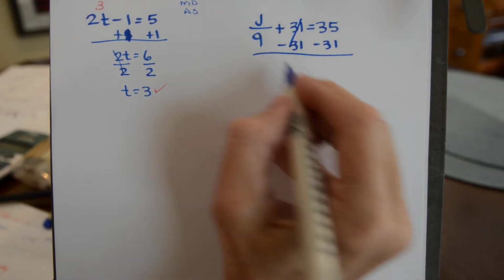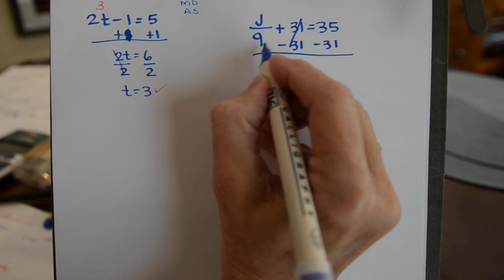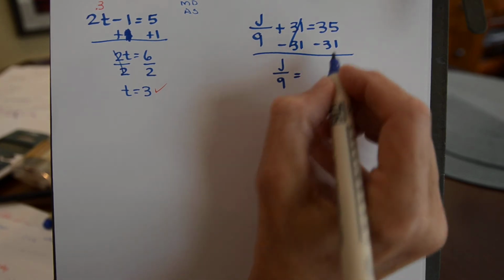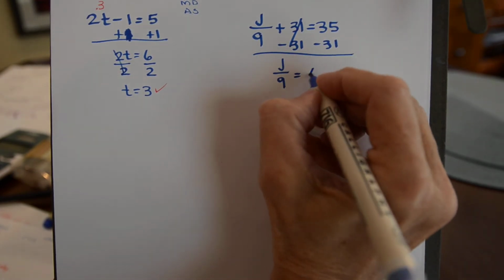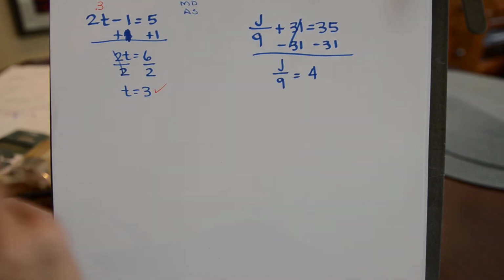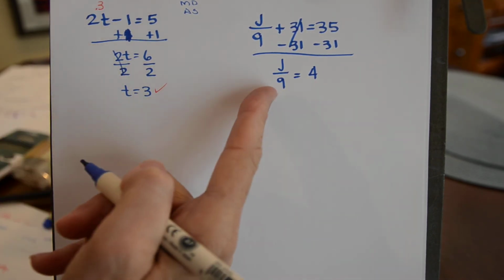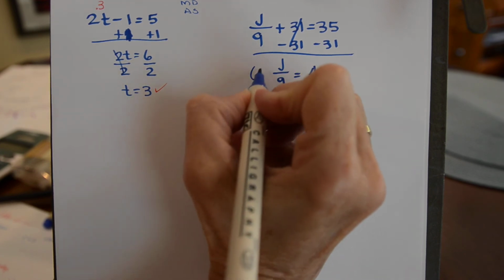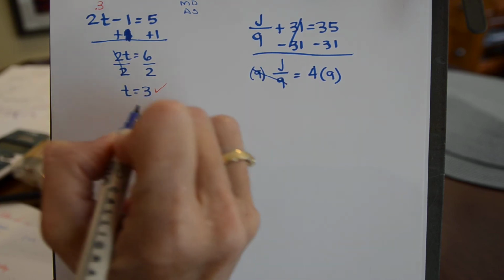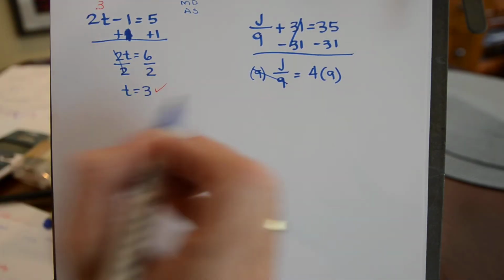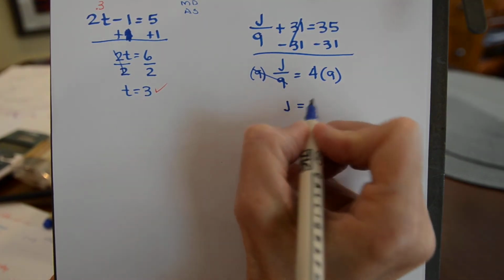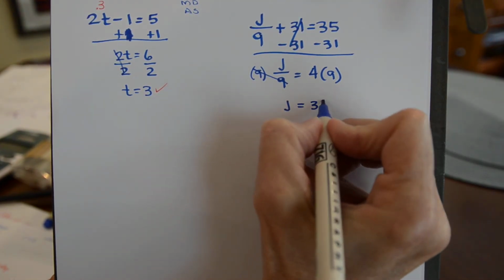This is now 0. So j divided by 9 plus 0 is just j divided by 9. And then 35 minus 31 is 4. Now, I am dividing by 9, and I want to get the 9 over to the other side. So the opposite of dividing by 9 is to multiply both sides by 9. That cancels out, giving me 1. 1 times j is j, equals 4 times 9 is 36.